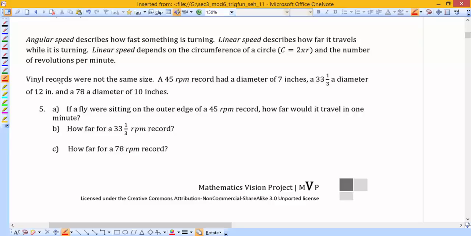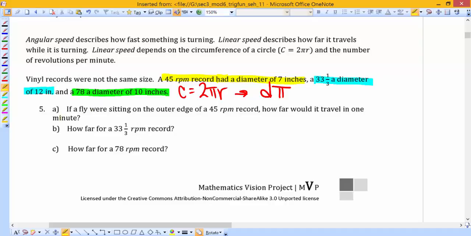So to do this, I need to remember that circumference is 2 pi r, and since I am given the diameter of these, I'm not going to use 2 pi r. I am going to use diameter times pi. So that's going to make my life easier. So a 45 RPM record has a diameter of 7 inches. So we have different diameters for each of these records. Okay, so keep that in mind as you guys are working through this.